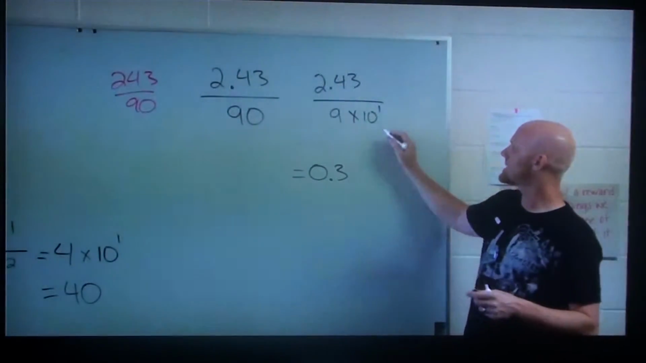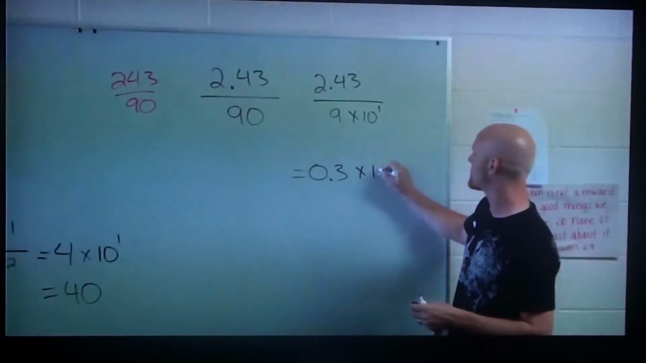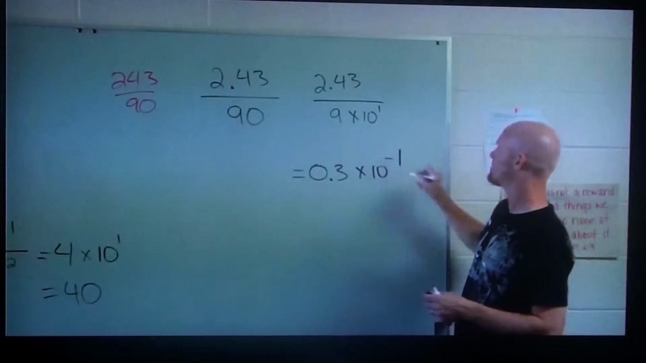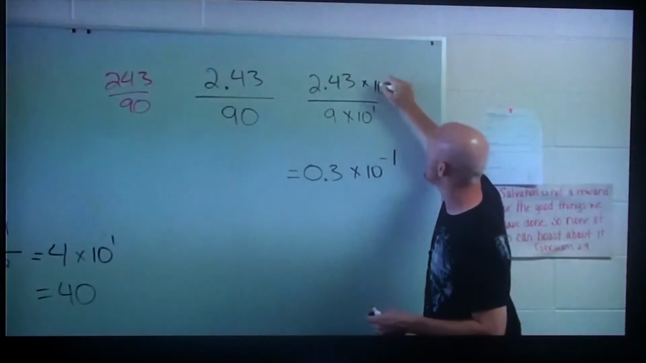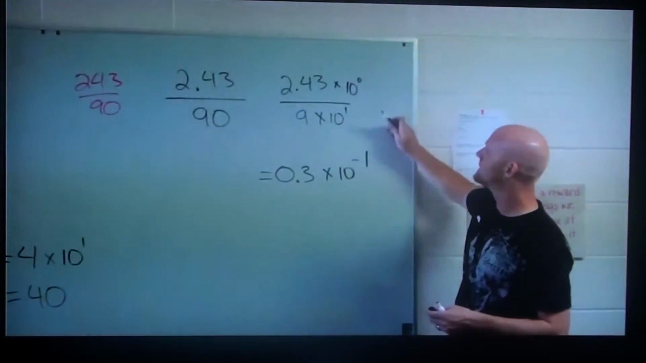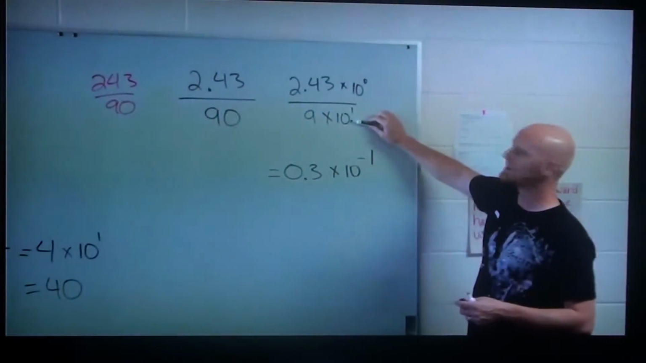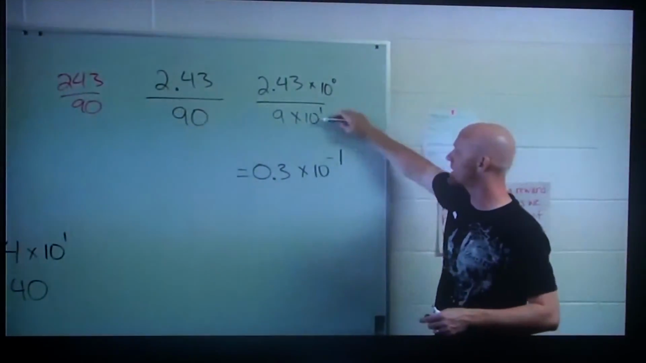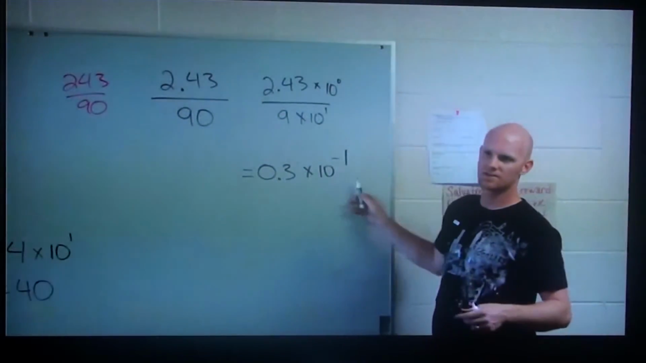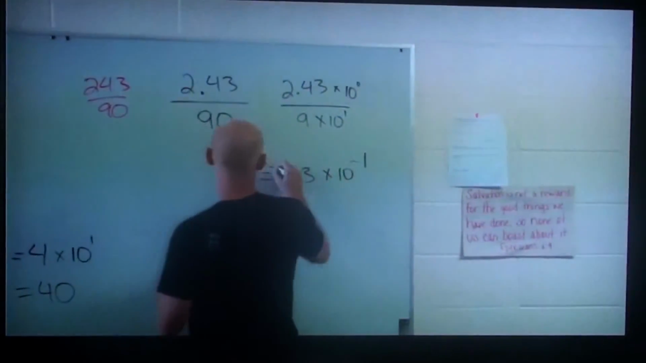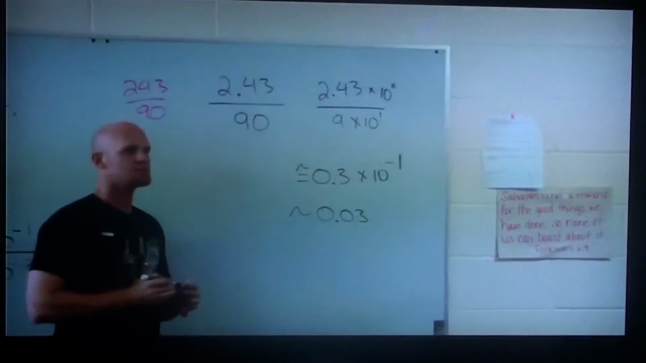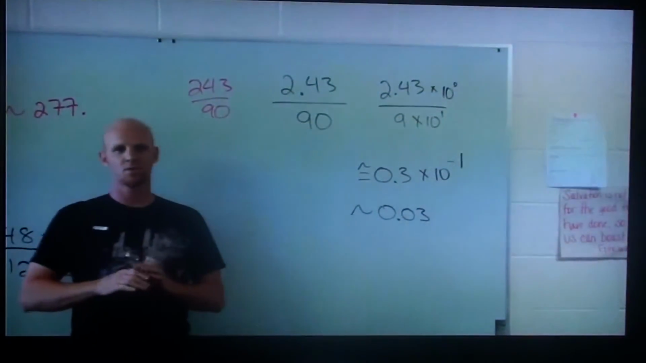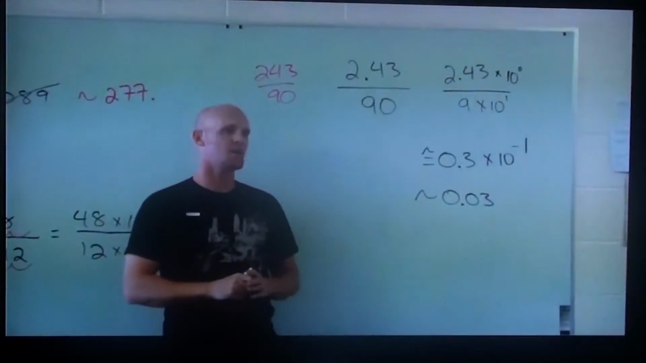And then dividing by 10 to the first would make this times 10 to the what? -1. So, essentially this is the same as times 10 to the 0, anything to the 0 is 1. And so 10 to the 0 divided by 10 to the 1 is 10 to the -1, top minus bottom. And so what is this really as a number then? Somewhere close to 0.03. Maybe an approximation.